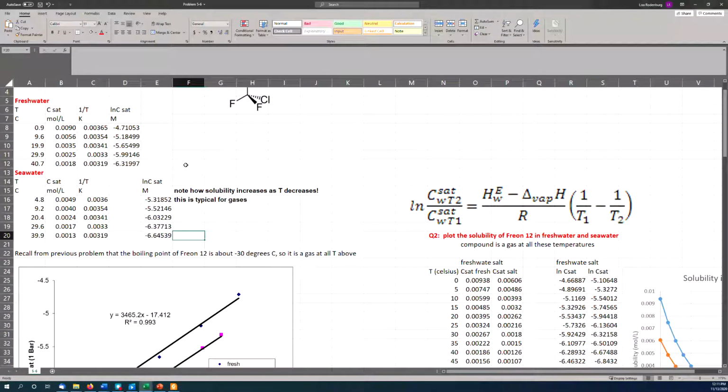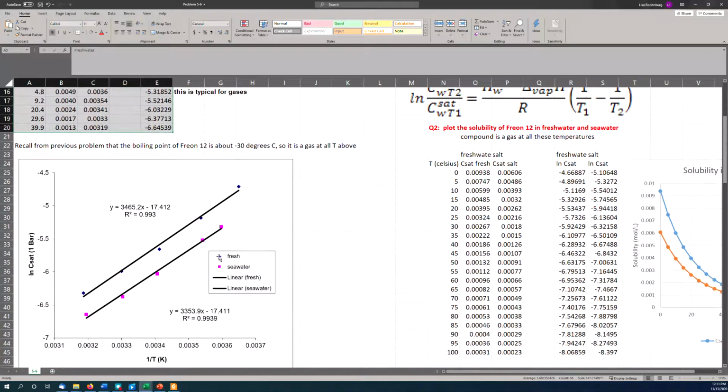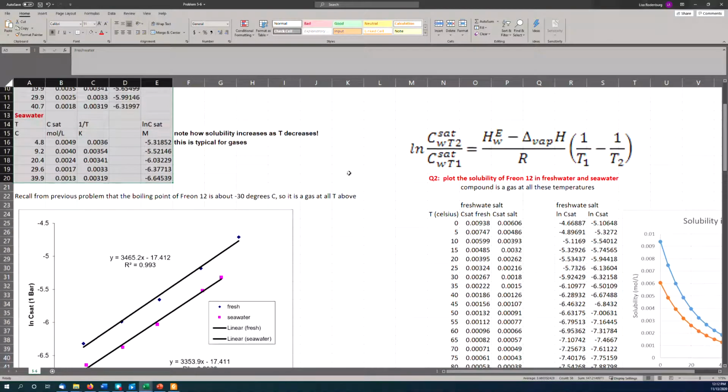But anyway, here's the solubility in freshwater and seawater. Here's the freshwater in blue and the seawater is in pink. The solubility in freshwater is a little bit higher than the solubility in seawater. Otherwise, these two lines are pretty much parallel, which basically means that the offset in concentration and solubility is pretty much a constant factor at any given temperature. So that's important to know and understand.